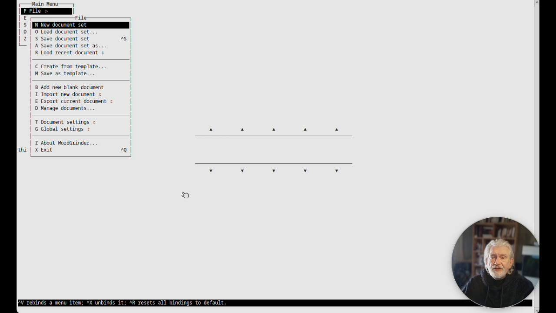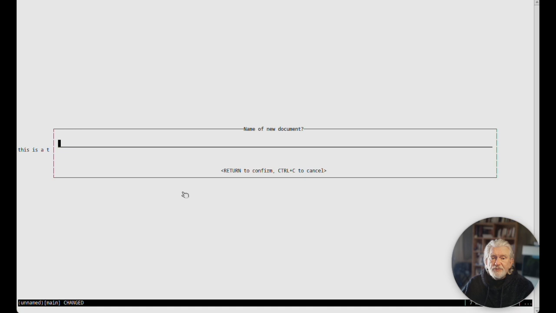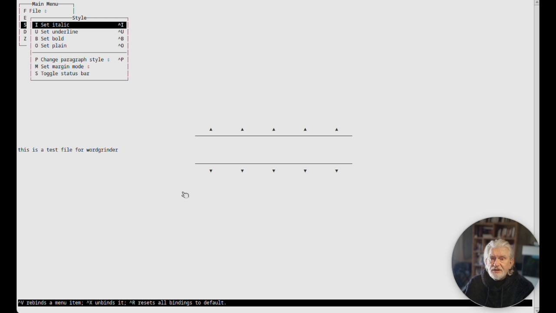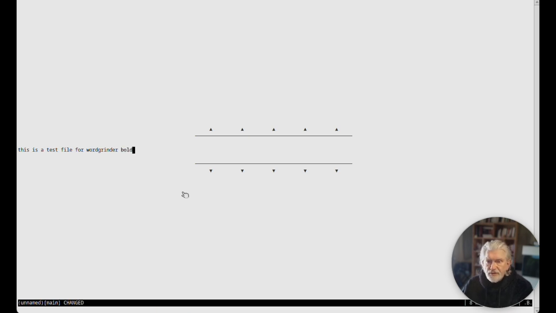File. Right, add new blank document, call it test 2. Right, now we should be able to switch between them. So, if we look at this, right. Style, set bold. If you look very, very closely, it may be a little more bold than usual, but the Haiku terminal doesn't do bold very well. Set plain.